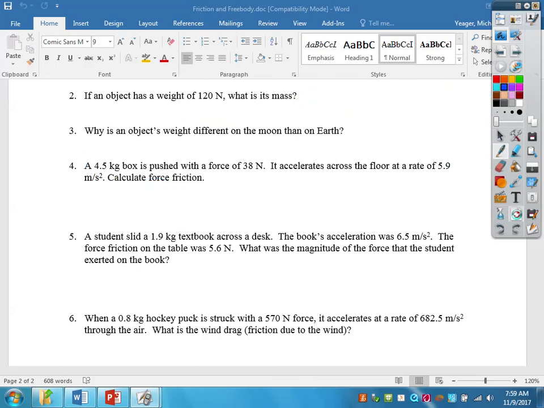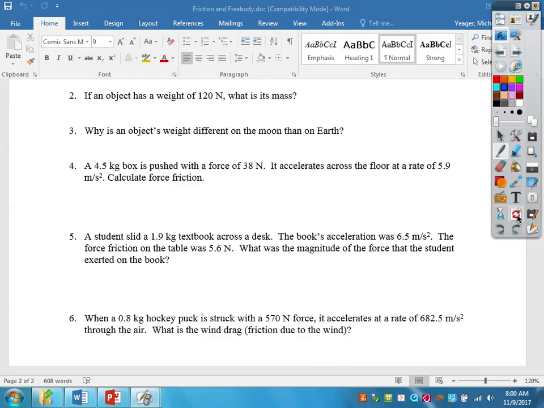Let's look at number 5 real fast. A student slid a 1.9 kilogram textbook across the desk. The book's acceleration was 6.5 meters per second squared. The force of friction on the table is 5.6 newtons. What was the magnitude of the force that the student exerted on the book?